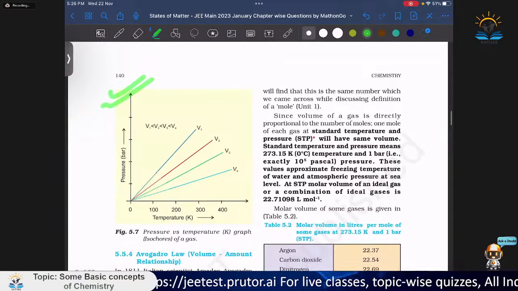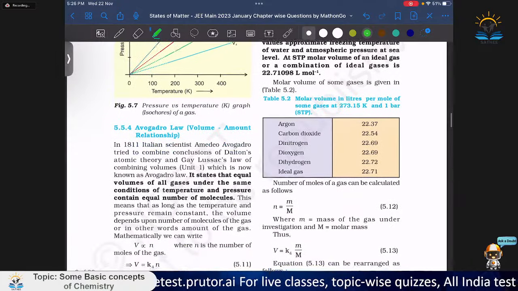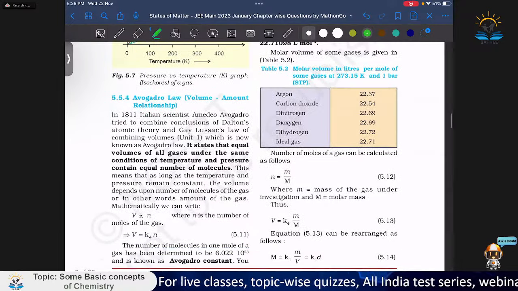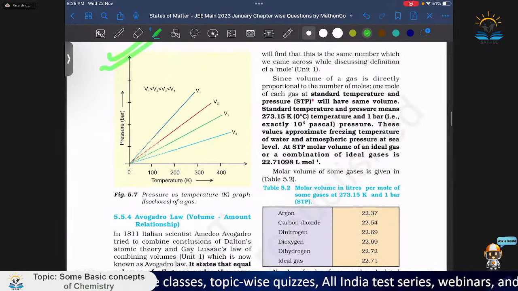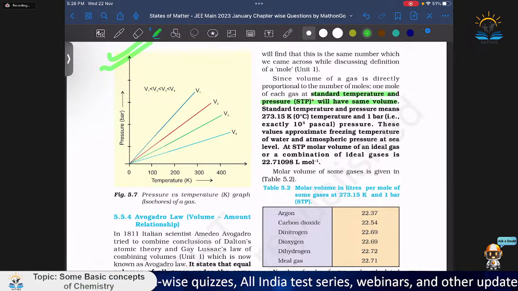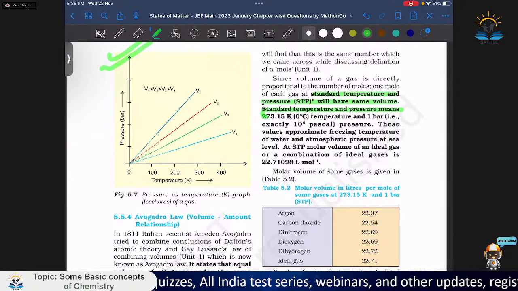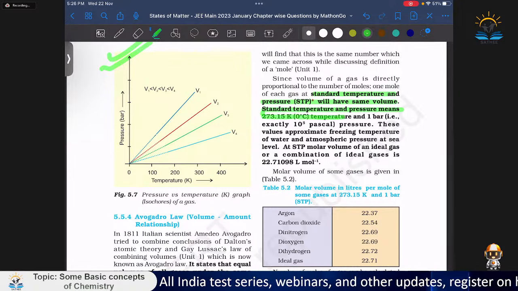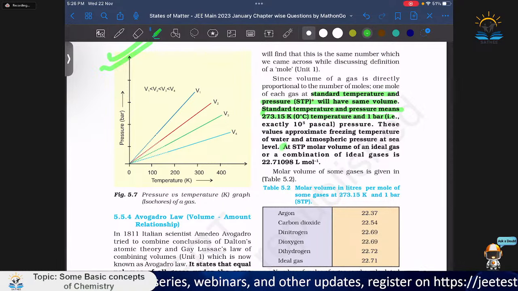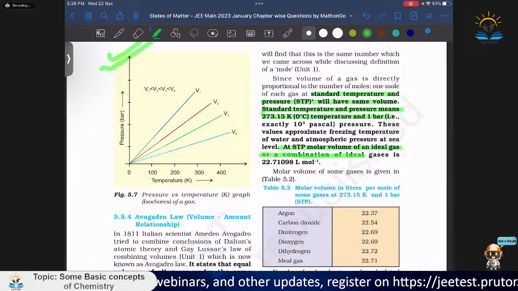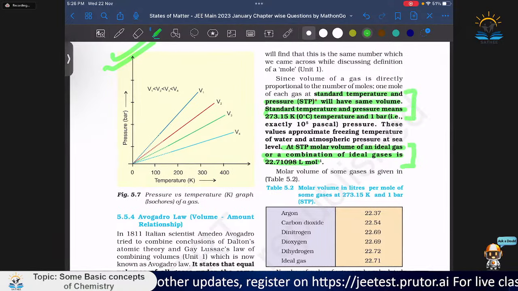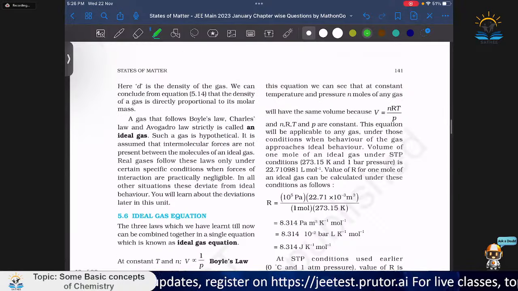Okay. Now, Avogadro's law: equal volumes under equal temperature and pressure have the same number of molecules. Avogadro constant, we all know about it. Now we will define STP, standard temperature and pressure. Standard temperature and pressure means 273.15 Kelvin or 0 degrees Celsius and 1 bar. And at STP, the molar volume of an ideal gas is 22.7 liters. These two things. Next, we move to the ideal gas equation.